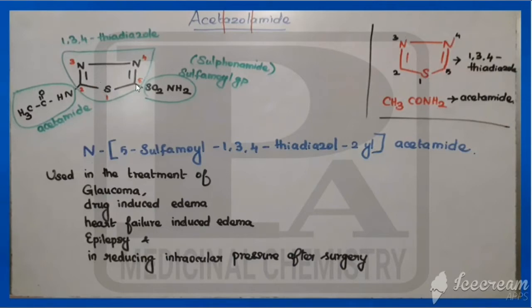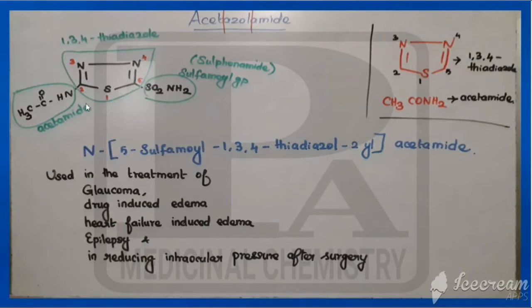So with the 1,3,4 thiadiazole, what is attached? Second position, it is having acetamide. Instead of this one we are putting hydrogen, means this should be converted to acetamide, and here in the fifth position it is having a sulfonamide group, so that can also be called a sulfamoyl group. So what is the parent for acetazolamide? That is called acetamide. In the acetamide, one H is replaced by thiadiazole. Which thiadiazole it is? 1,3,4 thiadiazole, and the fifth position is having a sulfamoyl group.